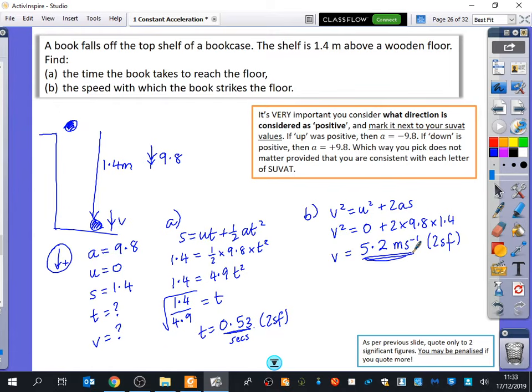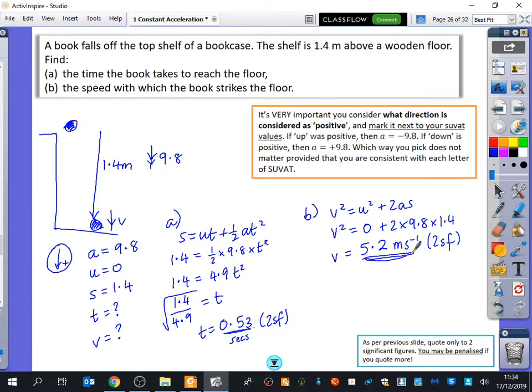When it's done with g, it should be two significant figures. I've said down here, only two significant figures. You may be penalised if you quote more, because g has already been rounded to 2. Okay? There are some random questions where it will say, in this question, take g to be equal to 10. So if it asks you that during the question, you just have to keep everything with g as 10, but it will tell you that within the question. If it doesn't tell you, 9.8. If it does tell you, make sure you use the one that it uses.